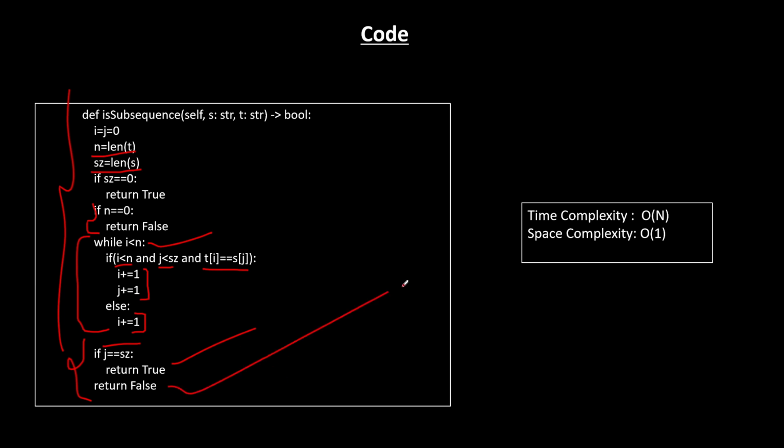If it is true, which means that the subsequence has been iterated completely. Otherwise, we return false. The time complexity comes out to be O of n, because we're iterating n times, which is the size of the longest string, t. And the space complexity is O of 1, because we are not using any data structures to store the values. We are just returning true and false in this case.